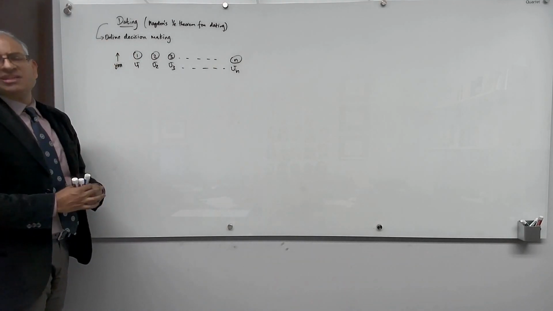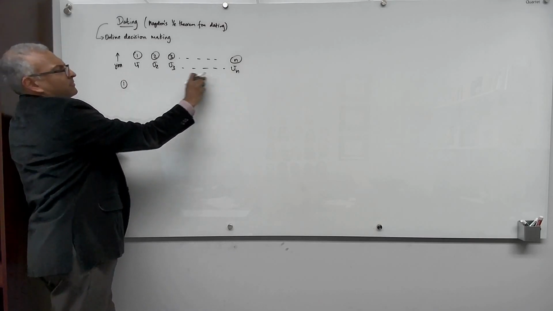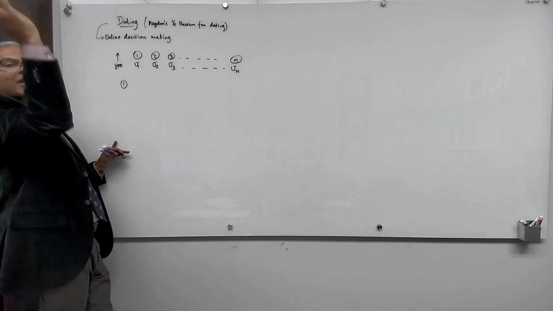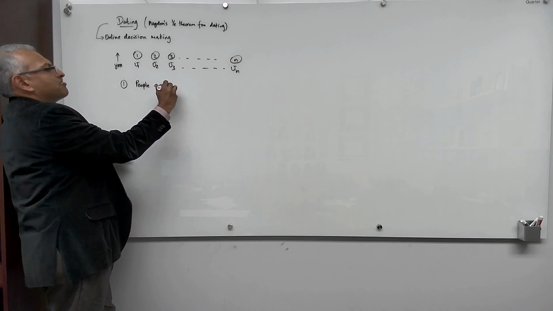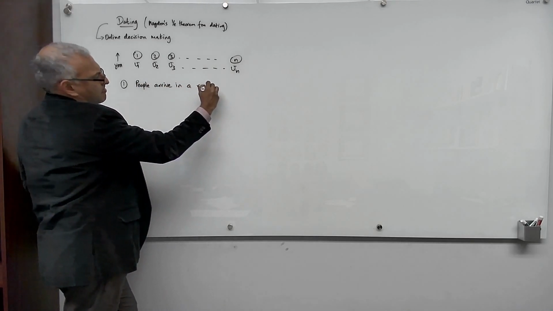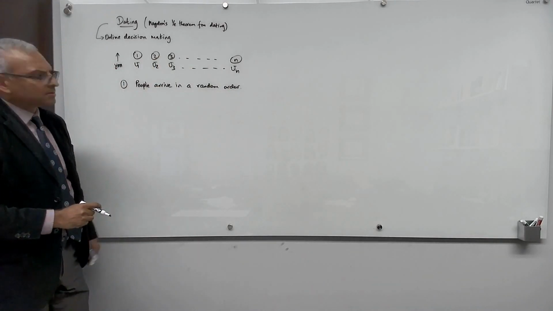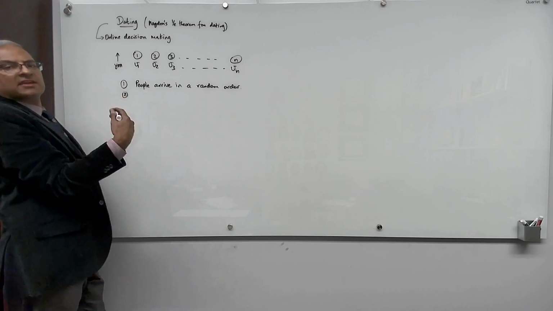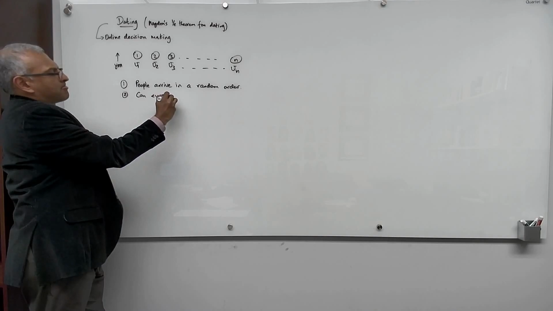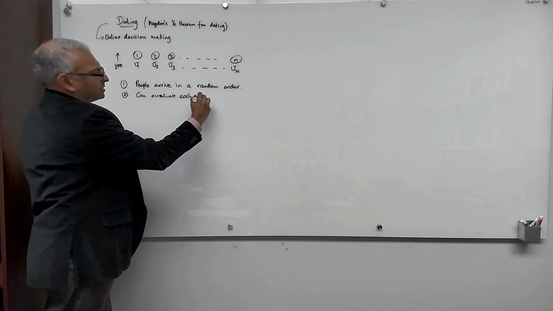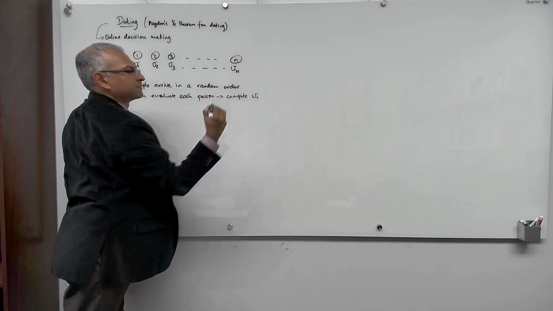So let's list the assumptions. The assumptions are: 1, the people arrive to you in some random order. You can evaluate each person when they arrive. This means you can compute Vi at time i.